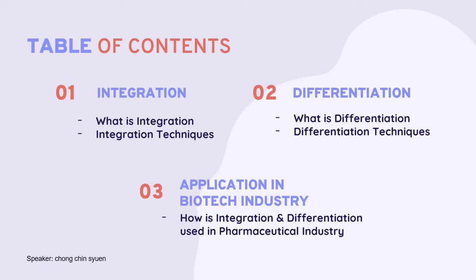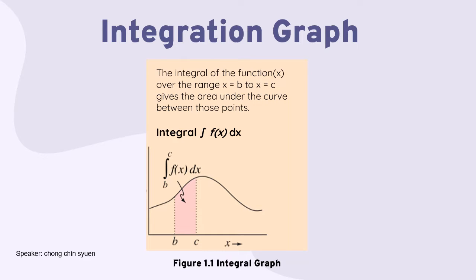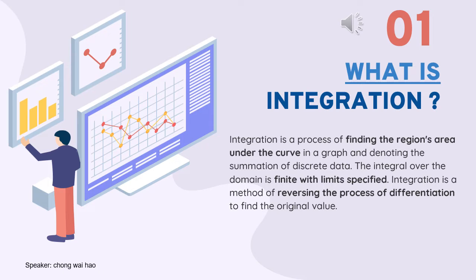Today we'll talk about what integration and differentiation are, their techniques, and how they are used in the pharmaceutical industry. This is the integration graph, and the integral of f(x) gives the area under the curve between those points. Integration is a method of reversing the process of differentiation to find the original value. It is also mainly used to find the area under the curve.